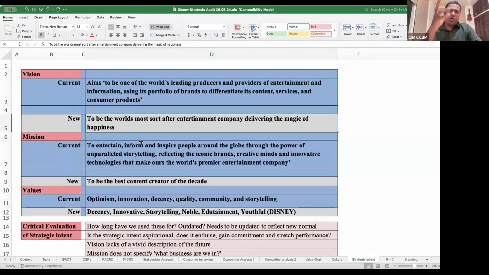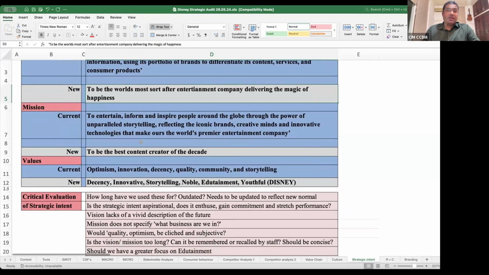When you come through the walls into Disneyland, that's why it's called the Magic Kingdom. It transforms you to a magical place. You forget all your problems. You forget the rest of the world exists. You come to a different place. So to be the world's most sought after entertainment company, delivering the magic of happiness, I've kept it short and I believe interesting.